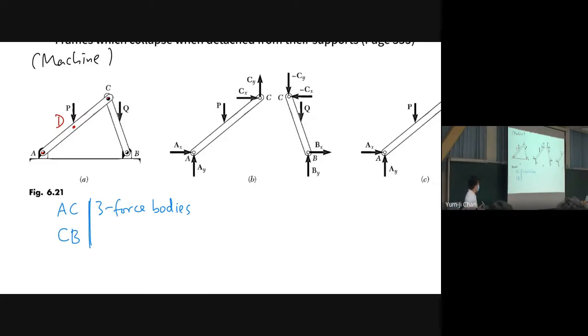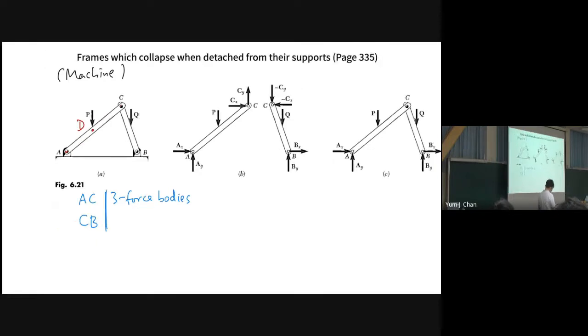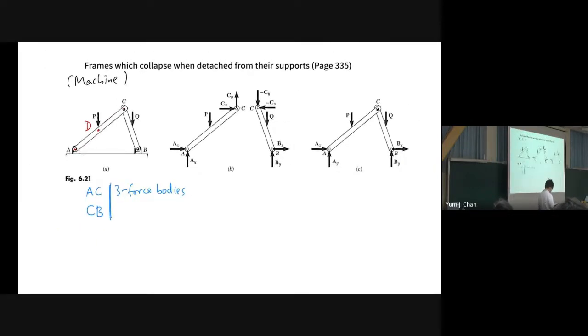Now, let's say we want to draw the free body diagram for this structure. At point A, it is a pin joint, so we have a force to the right and a force upwards. And for point B, we have a force to the right and a force upwards.